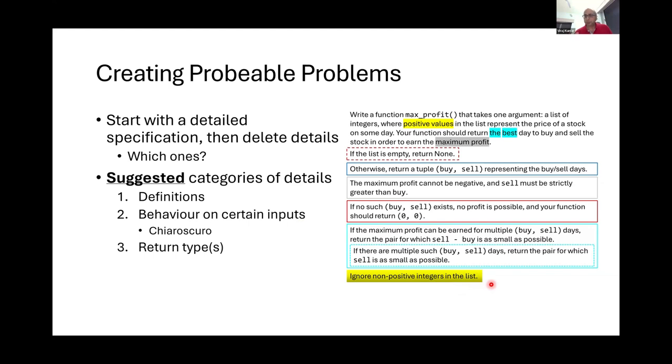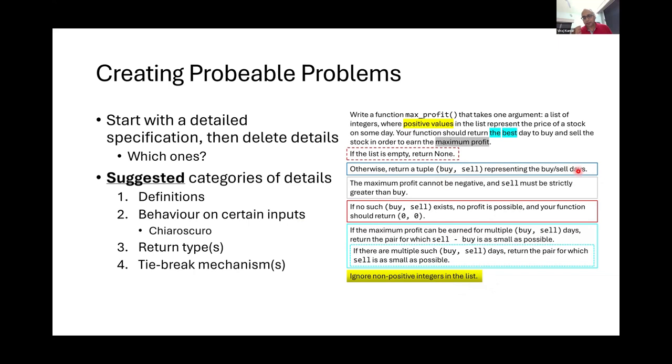If you're dealing with a language like Python, where the return type is not fixed, you could have many different types of returns, then you might want to say that. So in this case, sometimes it returns none, and sometimes it returns a tuple. So some of the details could be removed around some of those types.